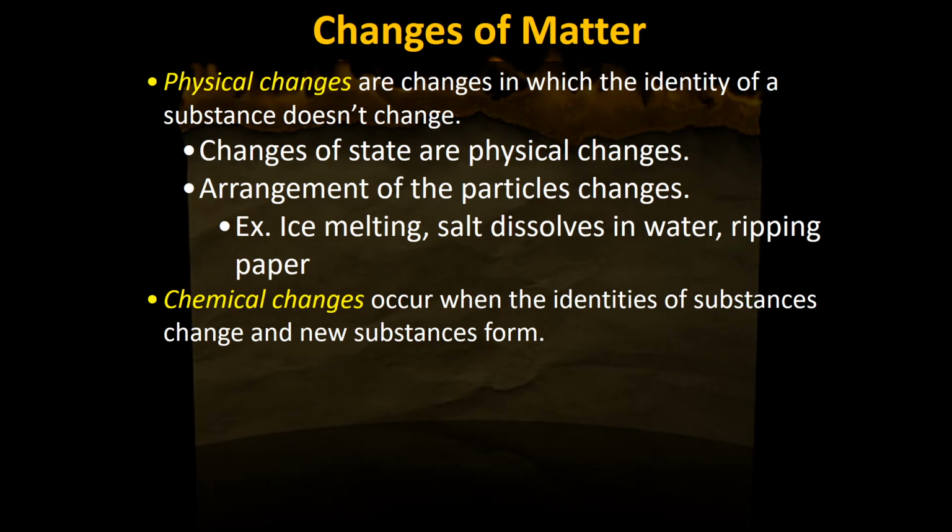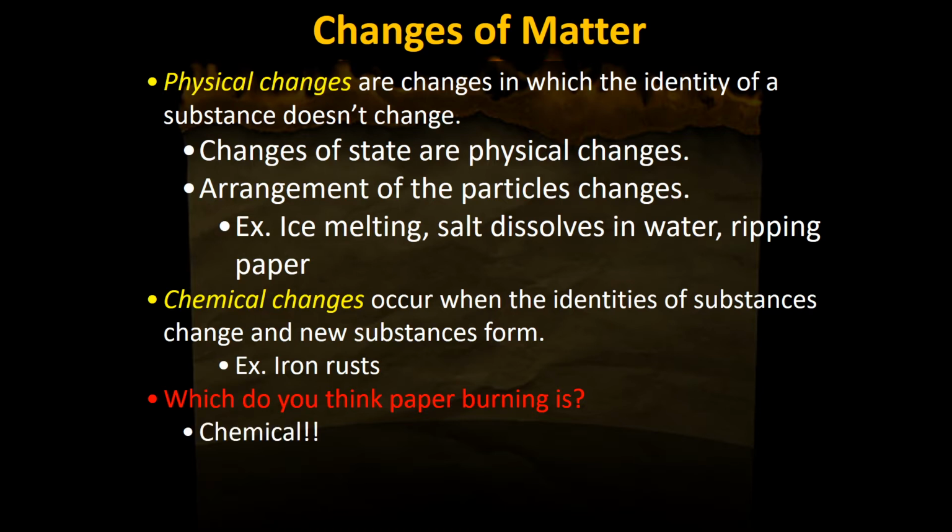Chemical changes occur when the identity of the substances changes and new substances are formed. For example, when iron rusts, iron is turning into iron oxide. So what do you think paper burning is? Yes, it would be chemical. When the paper burns, where does it go?